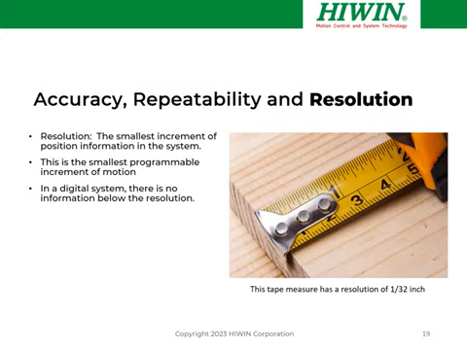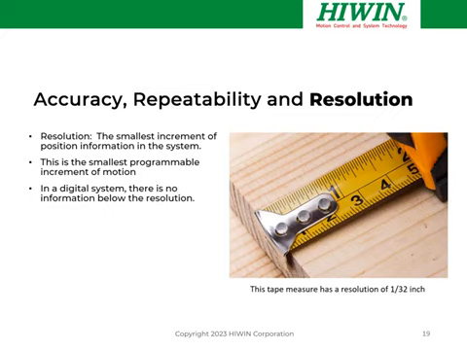But just because you can program it doesn't mean you're going to achieve it and you're going to make that kind of motion. And in a digital system, there's no information below the resolution. The information is said to be quantized. In this illustration, is a common tape measure. It has a resolution of a 32nd of an inch. That's the finest tick mark.